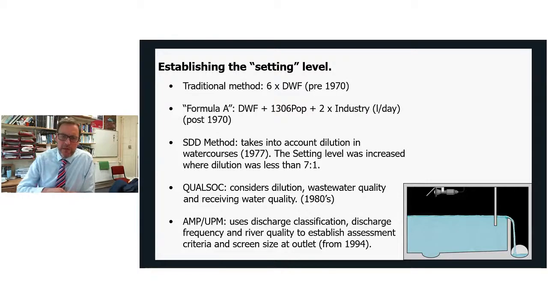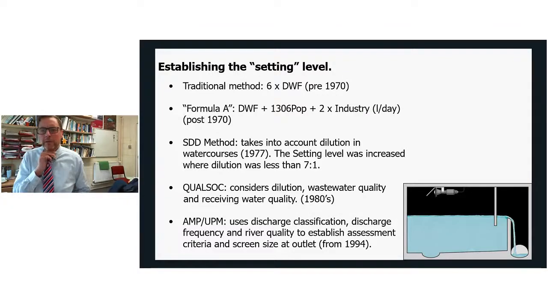Changed over time without doubt. And this slide here talks through some of those changes. So, pre-1970, the limit was set at 6 dry weather flow. Dry weather flow is the average flow we expect in the network over a week where there's been no rainfall. So it includes weekends, because flow tends to be a little bit different at the weekends. So over that week, it's the average where there's been no rainfall, and that's the dry weather flow. So the CSO is set at 6 times that.